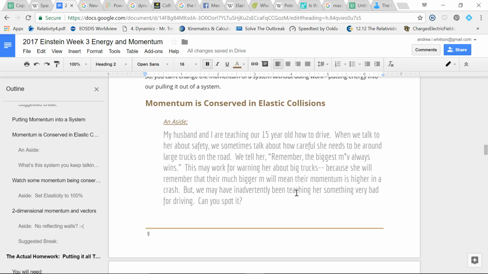This may work for warning her about big trucks because she will remember that their much bigger M will mean their momentum is higher in a crash. But we may have inadvertently been teaching her something very bad for driving. Can you spot it? Can you spot how she could change her momentum even if she can't change her M, and how that might be a bad thing to teach our 15-year-old about driving?